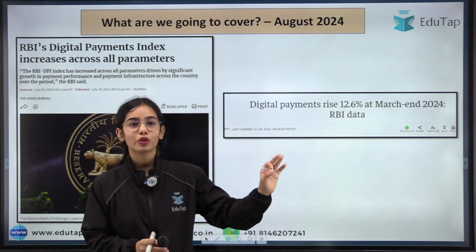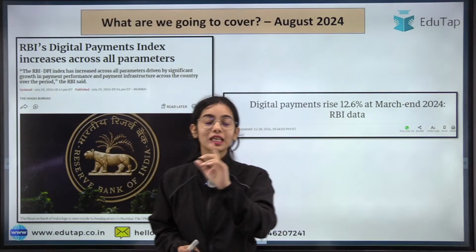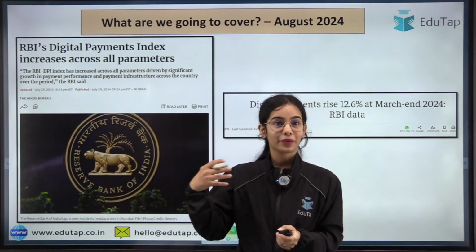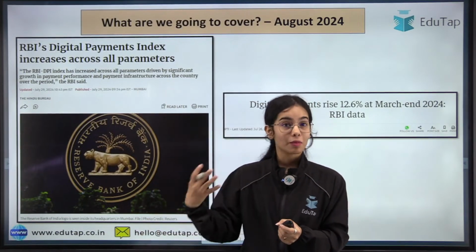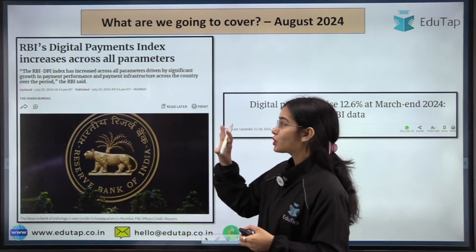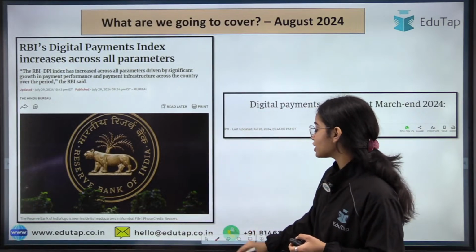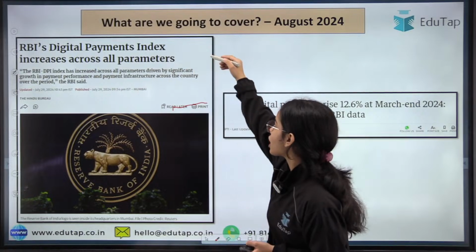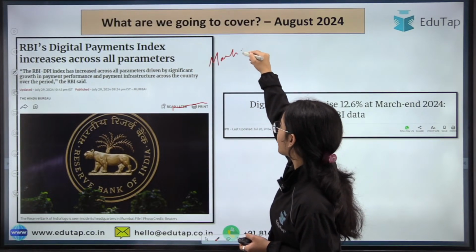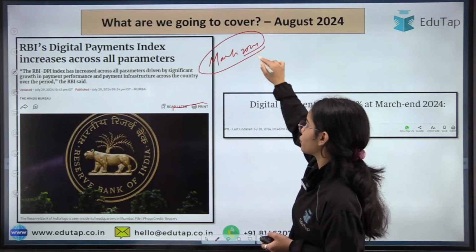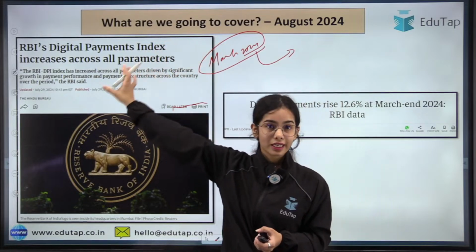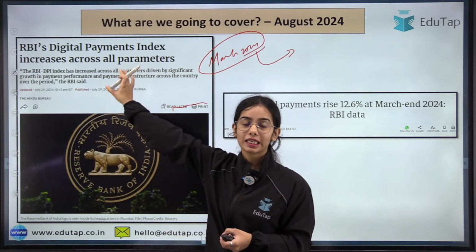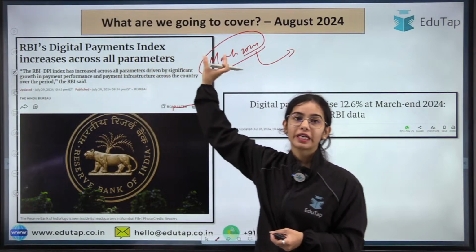And I have brought for you a very important news article that is important not only from the RBI Grade B point of view but also for the NABARD Grade A and SEBI Grade A point of view. The Reserve Bank of India has released the Digital Payment Index for March 2024 in July 2024. So recently, in July, the Reserve Bank of India released the latest digital payment index value.